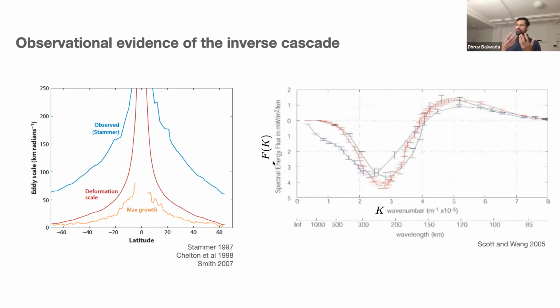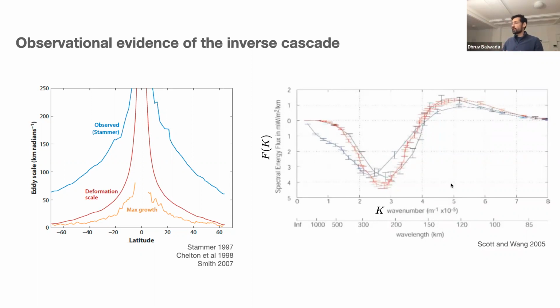So that exchange is called spectral flux, and that's what I'm showing here from a paper by Scott and Wang in 2005. And what's plotted here is the spectral flux as a function of the wave number. And the way to read this plot is that the zero line is right here. So when the values are negative, that means that the energy is moving from small scales to large scales, an inverse cascade. And when the values are positive, the energy is moving to finer scales.